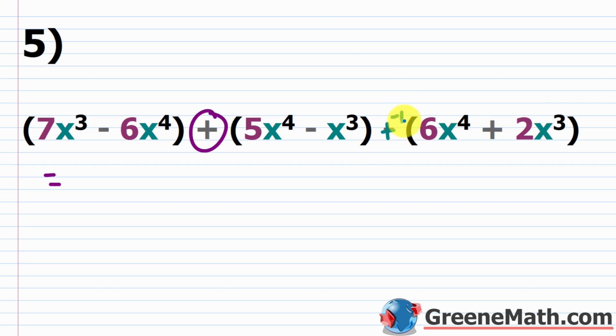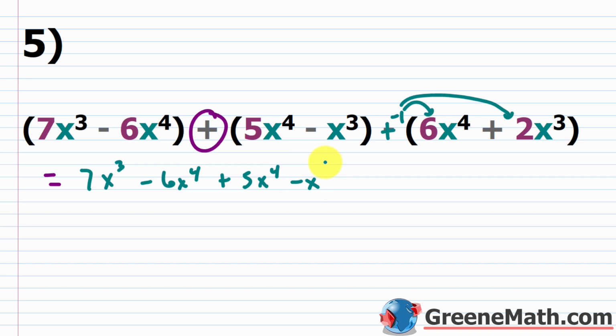So plus, put my little negative 1 there, and then I'm going to distribute that to each term inside of the parentheses. So again, for these first two, I'm just going to drop the parentheses. So 7x cubed, and then minus 6x to the 4th power. And then plus, I'll have my 5x to the 4th power minus x cubed.